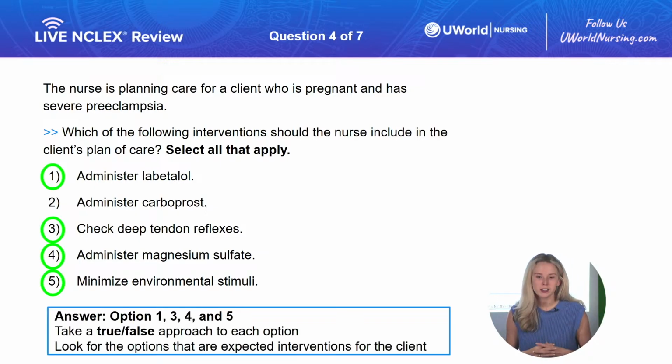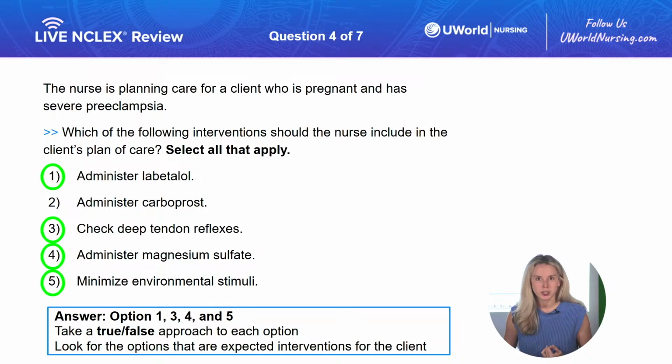So severe preeclampsia is a hypertensive disorder of pregnancy with the element of protein in the urine. Now, we can have preeclampsia with or without severe features. Obviously, with severe features is going to be a higher acuity disorder. So in this case, option 1, administer labetalol. It's a hypertensive disorder. We see those high blood pressures. Labetalol is a beta blocker. It's an antihypertensive to decrease our blood pressure.